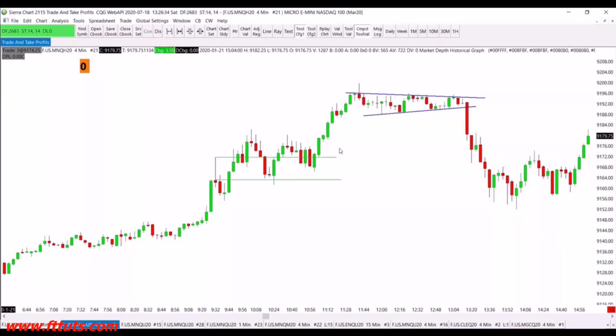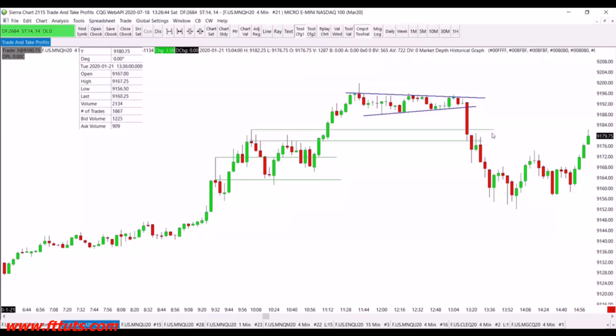So let's say that when we broke this high right here, I was looking for the market to come back to this level. So what I would do is I would go like this, okay? Have two levels right here. And if it comes to this level, I'll look for a trade. If it comes to this level, I look for a trade, okay? So that's how I draw my horizontal levels. So let me show you guys another example.